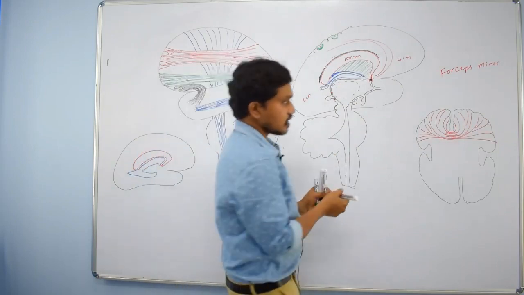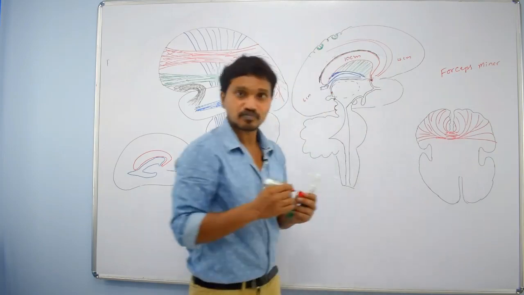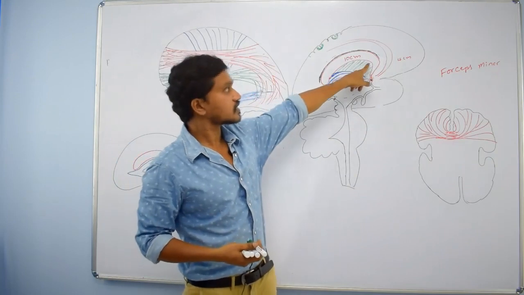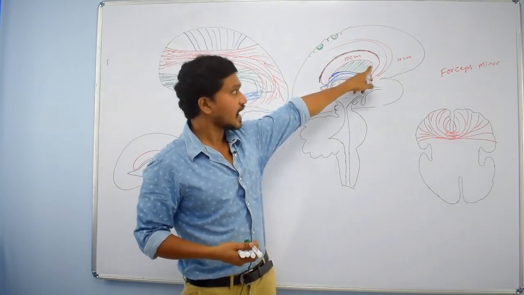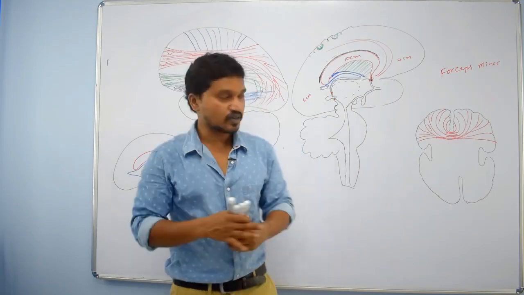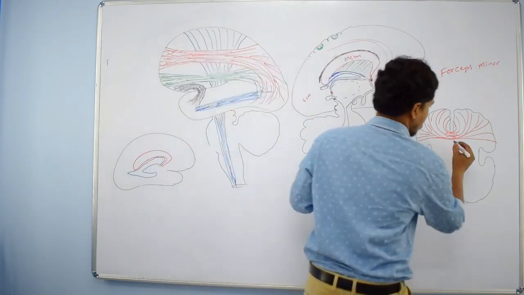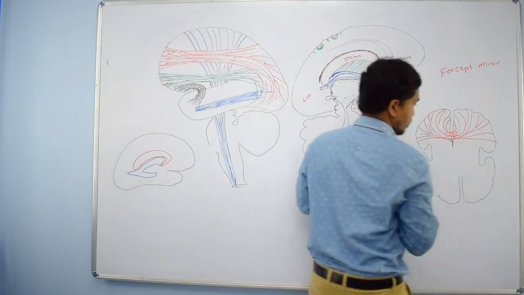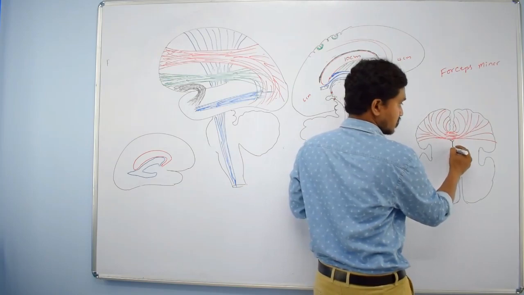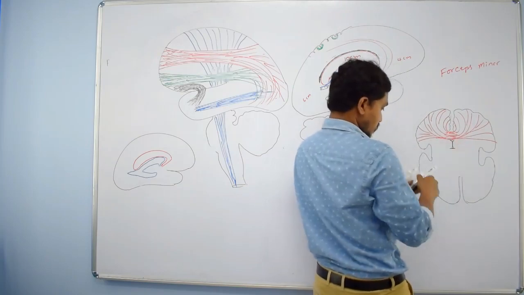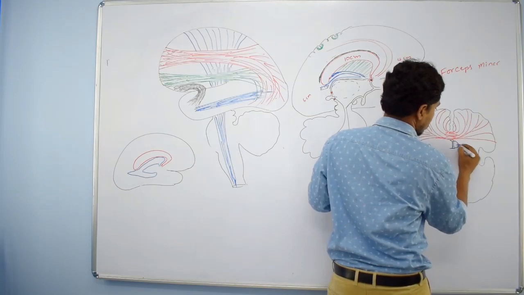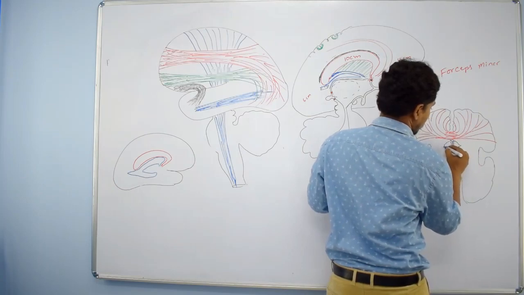Right? Then, next, behind the genu, what can you find? Of course, you can see the body here, then the splenium. But in the cut section we are taking at this level, you can see the septum pellucidum, then the anterior horn of the lateral ventricle. So, here this is the septum pellucidum, right? This is the fornix. Here you can find the anterior horn of the lateral ventricle.